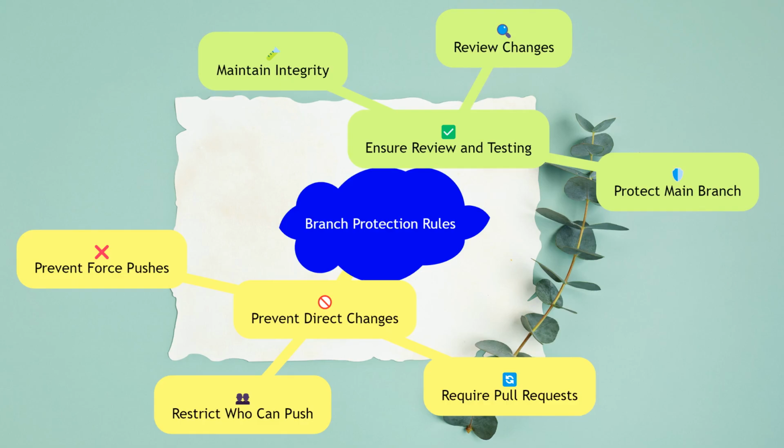Branch protection rules are settings that prevent direct changes to the main branch. These rules can include restrictions on who can push to the branch, requiring pull requests for all changes, and preventing force pushes. By enforcing these rules, teams can ensure that all changes are reviewed and tested before they are merged, maintaining the integrity of the main branch.